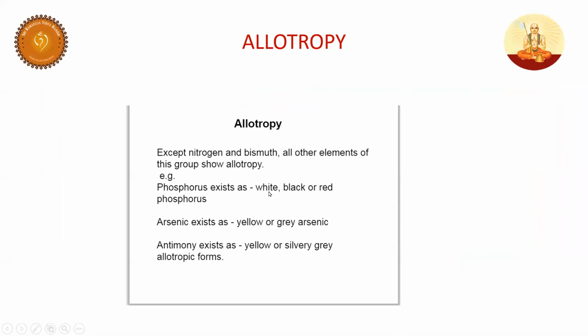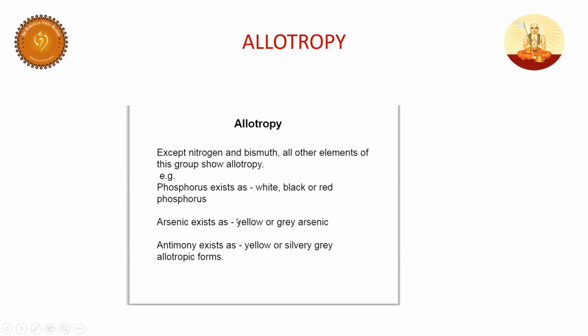Next is about allotropy. Students, you know very well what allotropy is all about. Except nitrogen and bismuth, because, a very, very important point, metals will not show allotropy. Only non-metals will show allotropy. So nitrogen and bismuth will not show, and the remaining will show allotropy. In your syllabus, allotropy of phosphorus is there. Very, very important. Phosphorus has 3 types of allotropes: white phosphorus, red phosphorus, and black phosphorus.